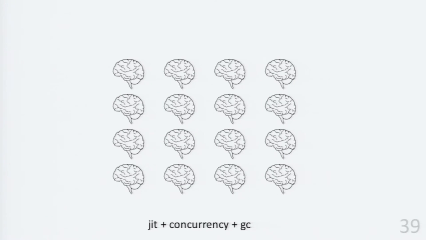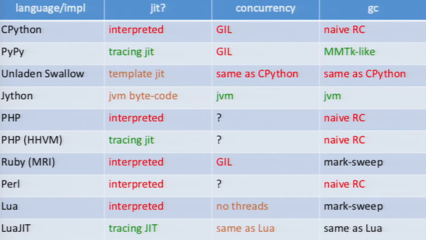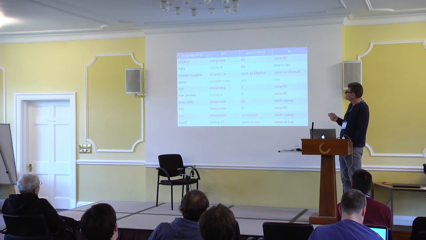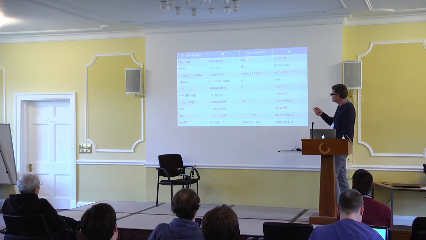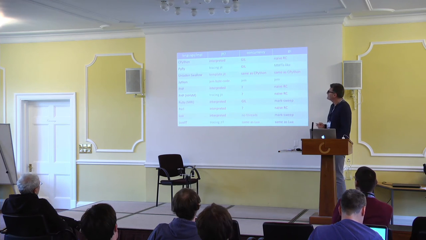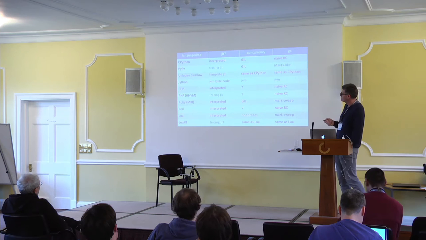And we can sort of see this in some of the language designs, right? The way things have been built: CPython, interpreted, with a global interpreter lock and naive reference counting. PyPy with a tracing JIT, great, but still has a global interpreter lock. Sorry, Carl. But it does have a pretty nice collector design, inspired by actually some of Steve's work. Other implementations, Unladen Swallow, was a template JIT which had concurrency same as CPython and naive reference counting implementation.